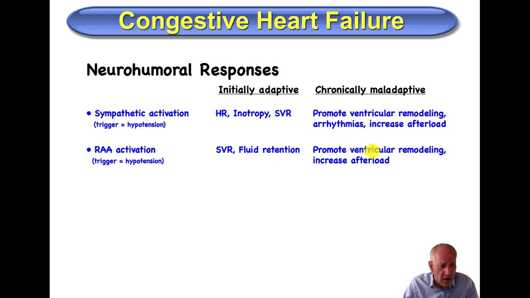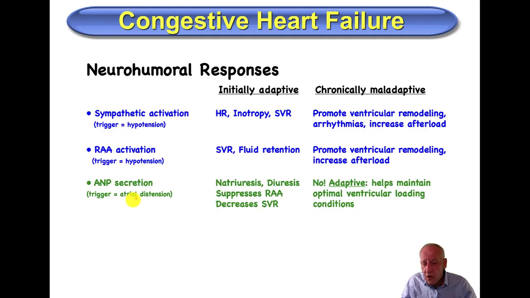In the long term, however, angiotensin II is maladaptive. It promotes destructive eccentric ventricular remodeling, and it increases afterload stresses on the failing ventricle. The third neurohumoral response to heart failure is natriuretic peptide secretion. Remember, as the kidneys hold on to fluid and expand the venous reservoir to improve cardiac preload, this venous expansion, the atrial distension, will stimulate the atriomyocytes to release natriuretic peptide.